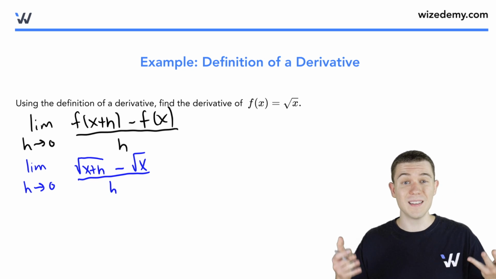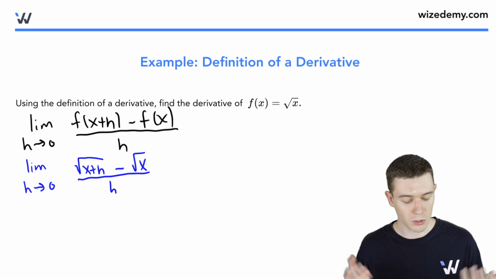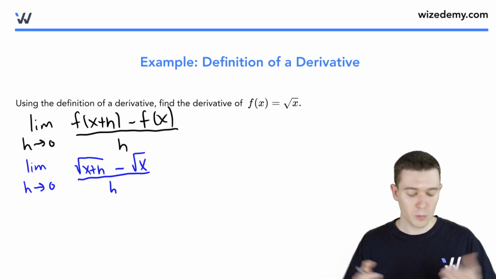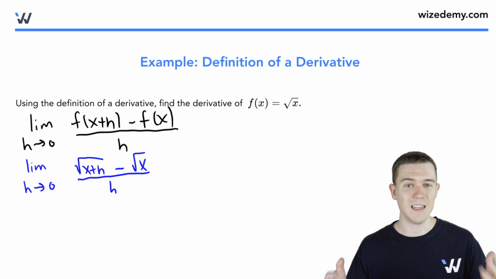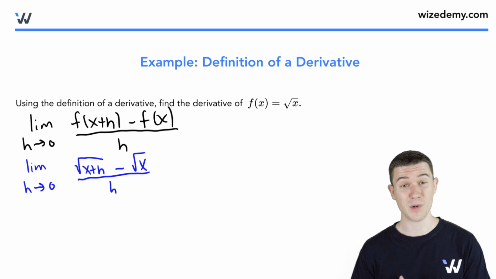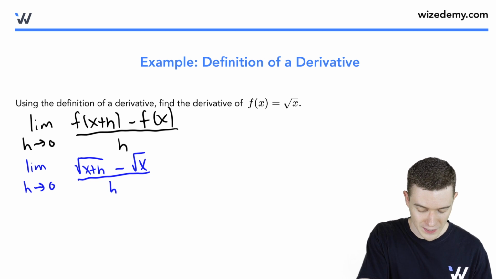This is all over h. And what we have here is a limit problem to solve. You'd notice if we try to directly substitute h equals 0, we'd get the indeterminate form 0 over 0. So what limit technique would work here? I see square roots. You should think multiply by the conjugate. So let's do just that.